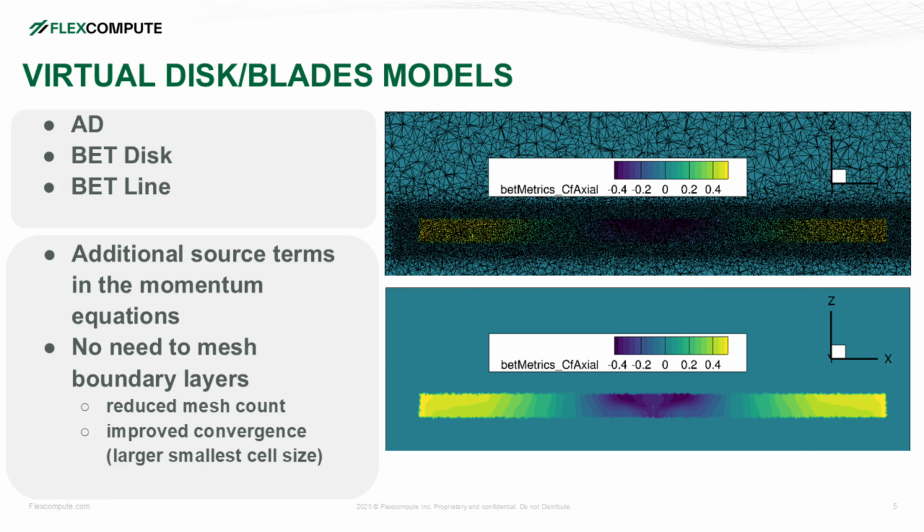We will start with introducing more on the virtual blade, or disk-based models, which include the actuator disk, BET disk, and BET line approaches. In these models, the rotor blades are not explicitly resolved. Instead, the aerodynamic effect of the rotor is modeled by adding momentum source terms to the governing equations within a defined volumetric region. This approach avoids resolving blade geometry and boundary layers, which significantly reduces mesh size and computational cost. Because the smallest mesh cells are larger than in resolved blade simulations, convergence is typically faster and more robust.